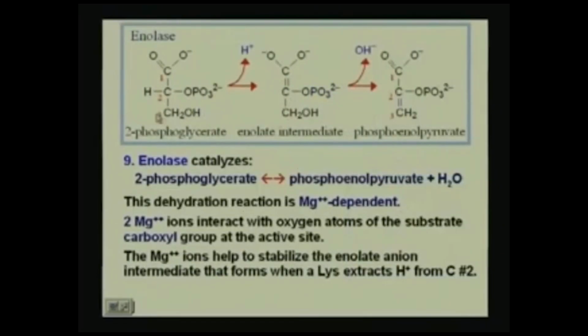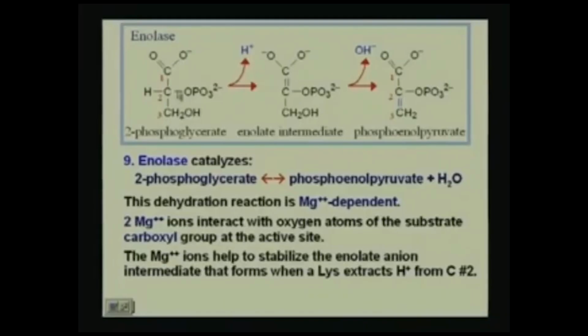Okay. Now in the 9th step, we have enolase. Enolase, actually we have now reached 2-phosphoglycerate. We had 3-phosphoglycerate. We have now formed 2-phosphoglycerate by what enzyme? A mutase. After 2-phosphoglycerate, we have now an enolate intermediate. What is that enolate intermediate?